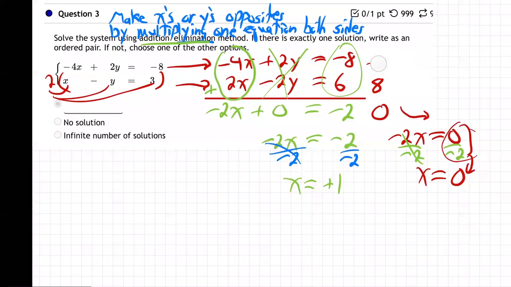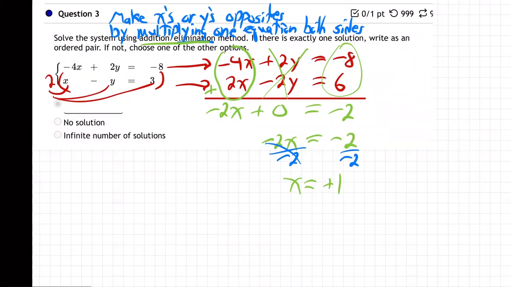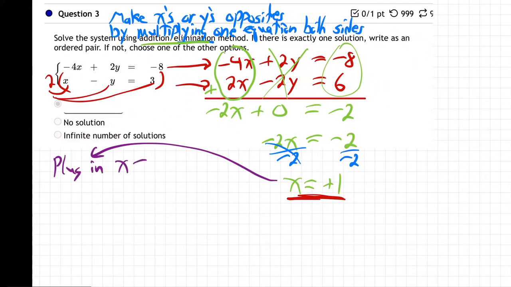All right. So if the right side becomes 0, then that just is going to end up meaning that variable x or y or whatever is going to end up equaling 0. Now, once you have one answer, you take this over here and plug it in, right? To get the other answer, the other letter. So we have x is 1. Plug that into either equation. It doesn't matter which one.